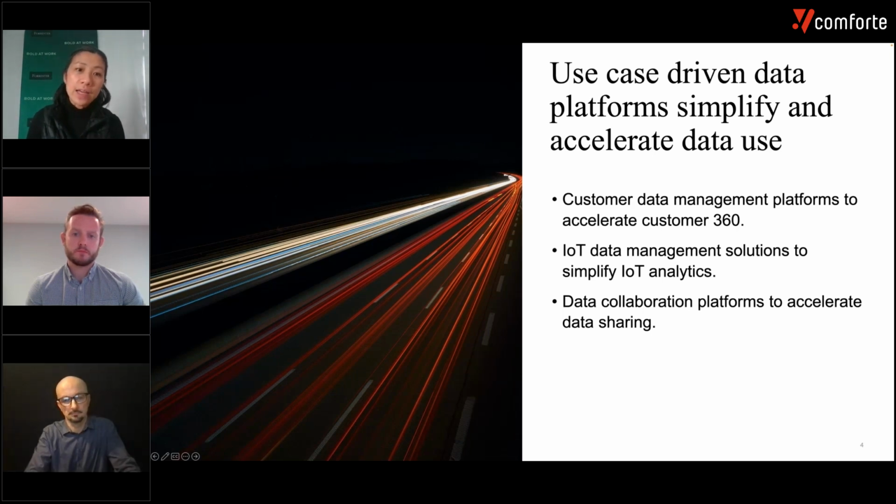These are the ones that I see brought up most often in my discussions with security leaders today. And that is mostly the last one, the data collaboration platforms, whether it's being used for internal data sharing purposes or external data sharing in collaboration with partners. And then sometimes I see the IoT management solutions as well.